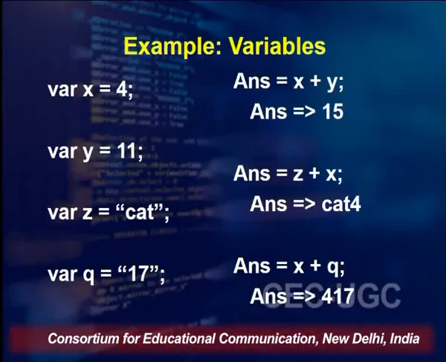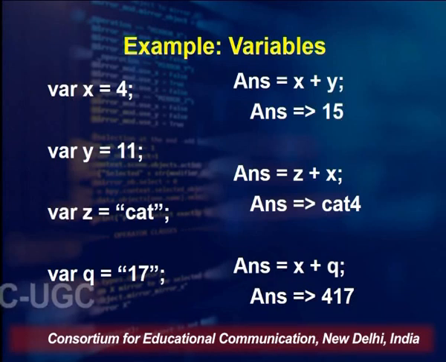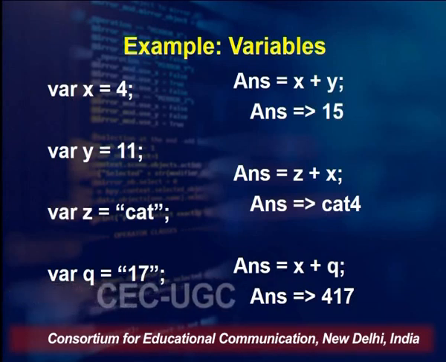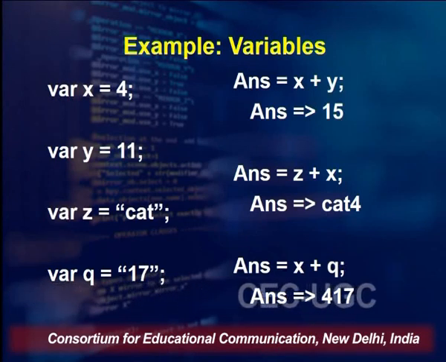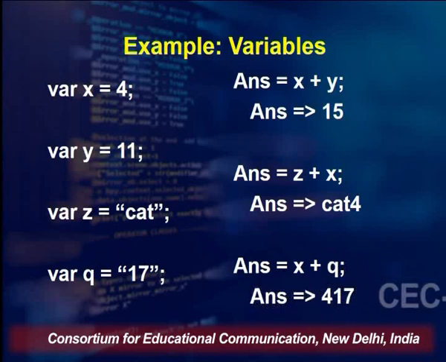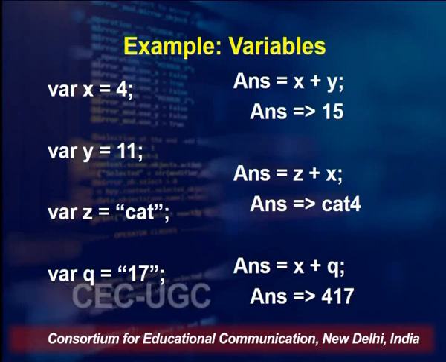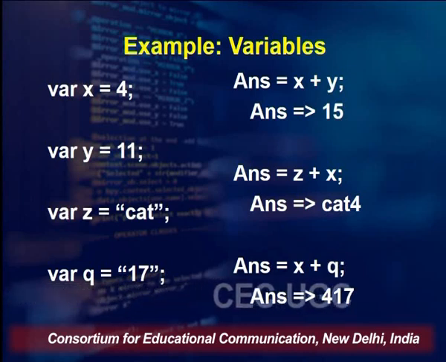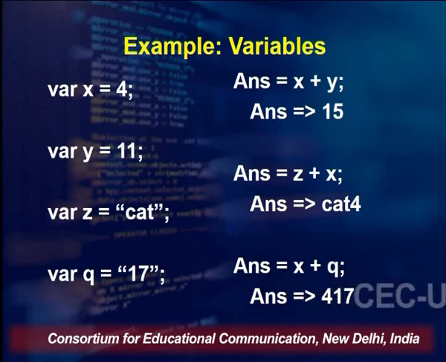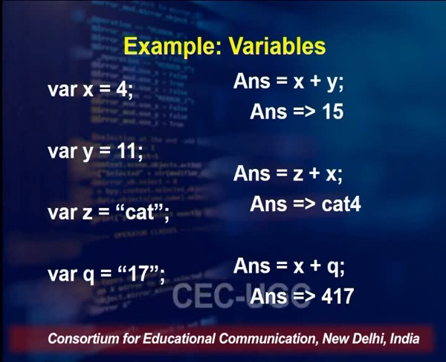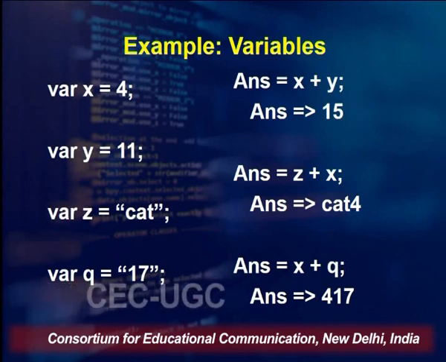So for example, if we look at some variables here, we have defined some variables, say variable x is equal to 4, y is 11, z is "cat", q is "17", and we say x plus y, so the answer comes to 15. If we say z plus x, now the value in z is cat and the value in x is 4, which is a number. So when you are performing the operation z plus x, it is giving you the result by appending the number to the text, and now this "cat4" whole thing has become a string.